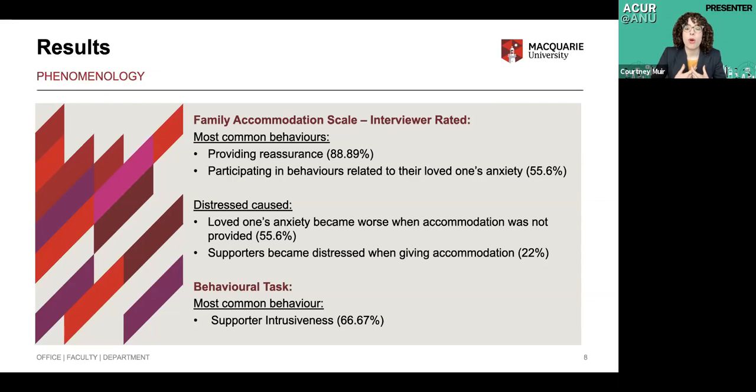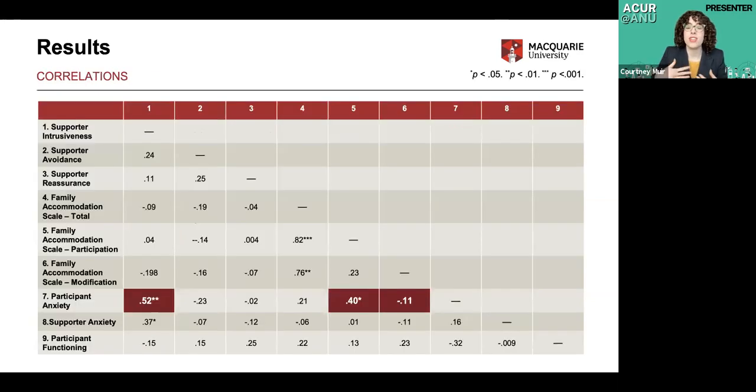Then we also looked at the most common behaviours in the behavioural task, and we saw that the most common was actually supporter intrusiveness, so that supporter coming in and doing the task for the participant. Then we decided to also look at some correlations. There are three main correlations here. The first is participant anxiety against supporter intrusiveness, which was significant. And also participant anxiety against the family accommodation scale participation, which was significant. So there was a relationship there. And there was no significant correlation between participant anxiety and the modification scale.